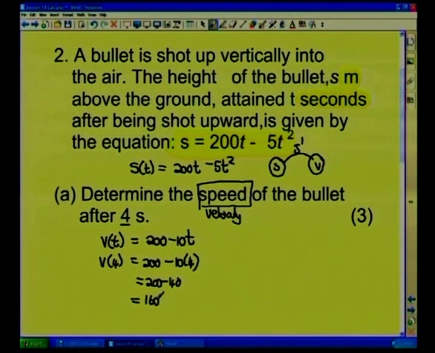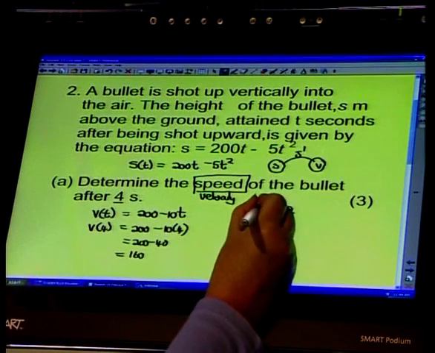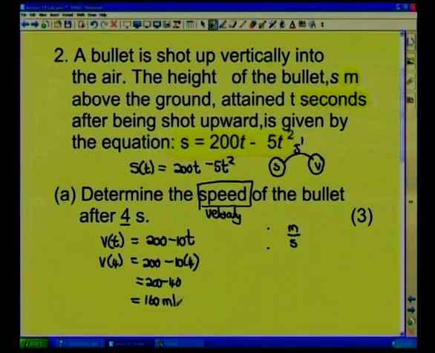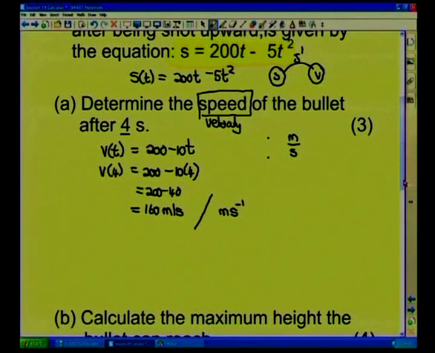Now, what about the units? We are looking at the meters divided by the seconds, in terms of the change in displacement over the change in time. So it's meters per second, and you might have been shown to write your units like that. Either one is absolutely fine. You can take your pick. So we found that at 4 seconds, the velocity of the bullet is 160 meters per second.